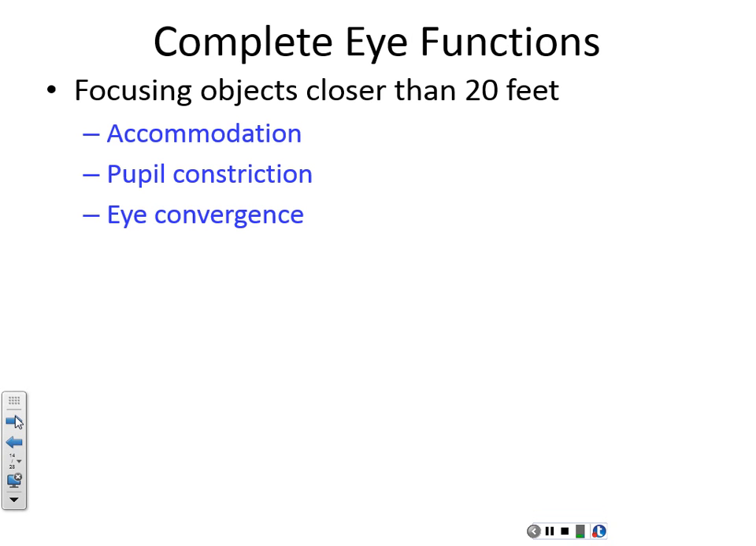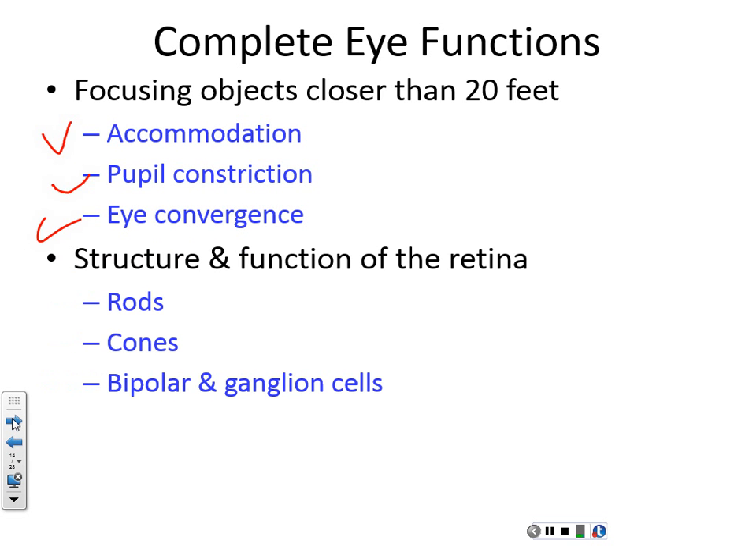And so all these things need to happen when you're focusing on an object that's near: you have to accommodate, and the pupil has to constrict. You notice when you're bringing it closer, your pupils constrict, and then of course your eyes converge. They come together like this. Those are the eye muscles. So sometimes I might ask, what are the three things that happen when you're focusing on near vision objects less than 20 feet?